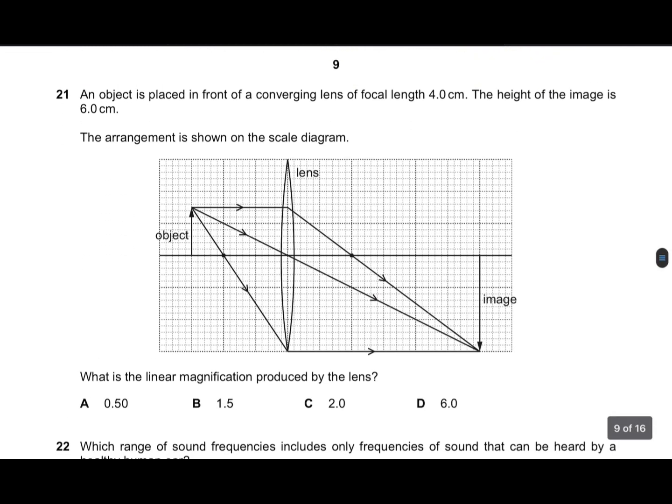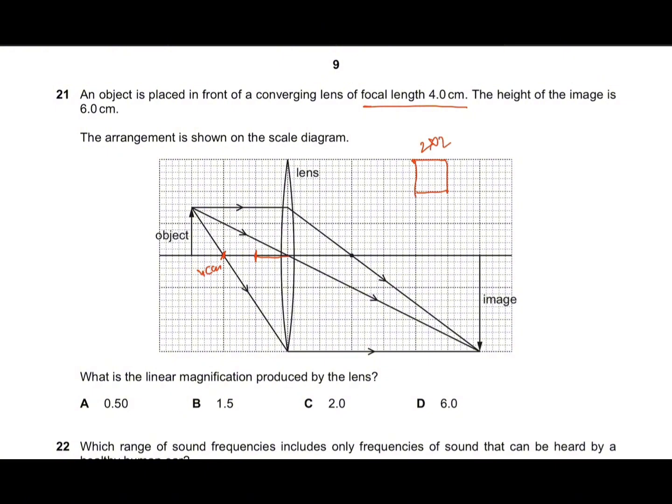Okay, let's move on to the other question, number 21. An object is placed in front of a converging lens of focal length 4 centimeters. So over here we can see the focal length is 4 centimeters. One of these boxes represents 2 and the other box represents 2, so altogether we have 4. So one of these boxes represents 2 by 2. Okay, so the height of the image is 6 centimeters.